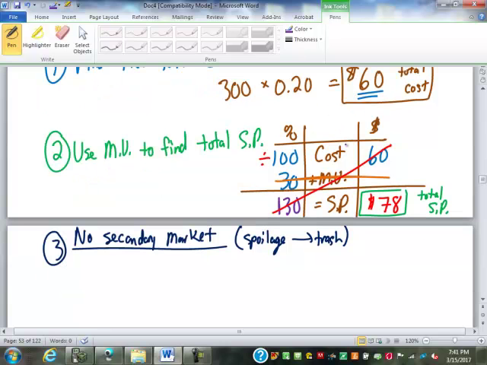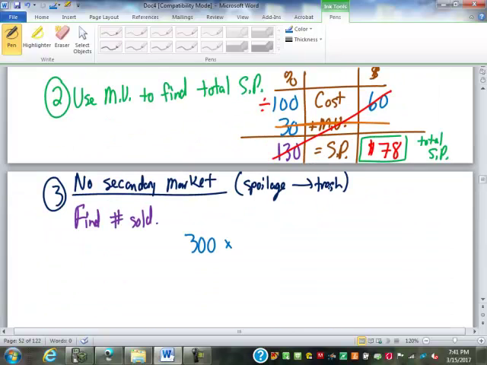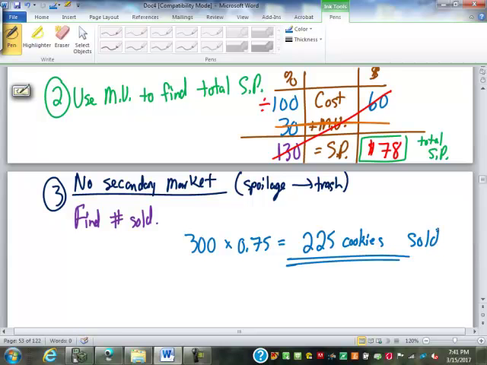So anyway, step 3, when there's no secondary market, is to find the number sold. So here there are 300 cookies times 25% didn't sell. So that means what percent did sell? 75%. So times 0.75, which is 225 cookies sold.